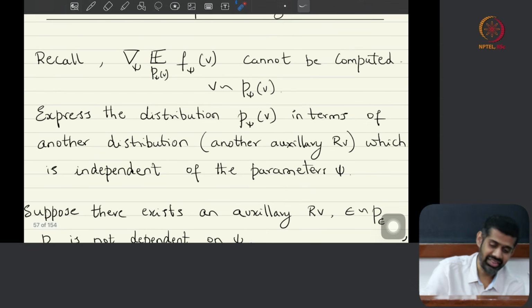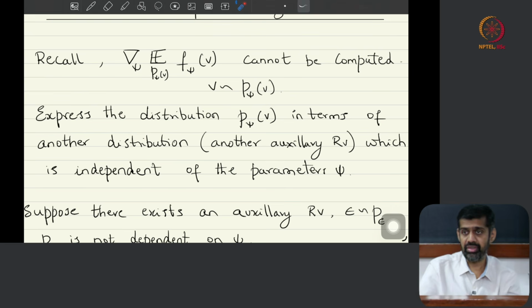This is precisely what I said. Now, this is what we have. We have the gradient of an expectation of a function with respect to a density, and that density is parameterized by some set of parameters that we do not know how to compute. Now, all we have to do is, if we can represent this random variable, whose distribution we are computing, in terms of another random variable which is independent of the parameters, and write the expectation with respect to that, then we are done.